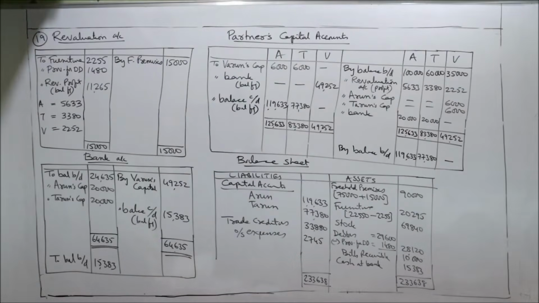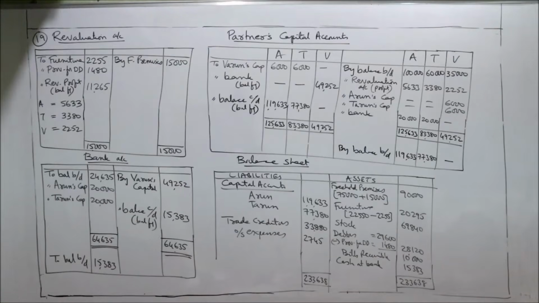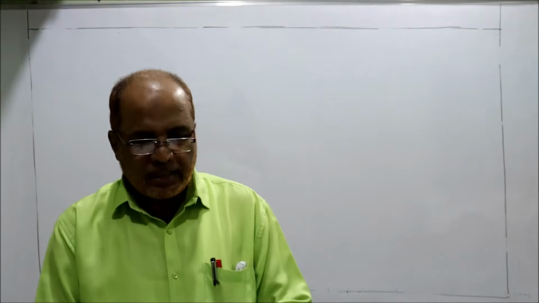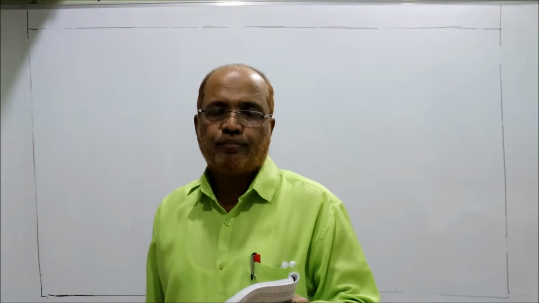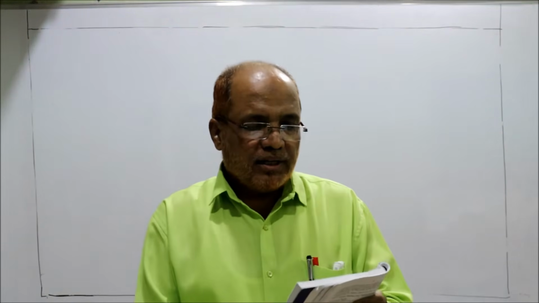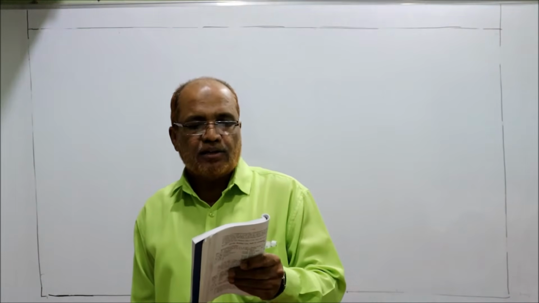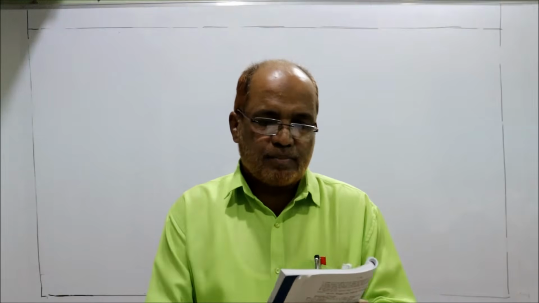Now we'll start the next one. Next problem is the 20th problem. Problem number 20. Basu and Das are partners sharing profits and losses equally. Two partners. On 30th June 2005, their balance sheet was as under. Sundry creditors 39,800. Capital Basu, Das. Freehold premises, machinery, stock, debtors, bank balance.